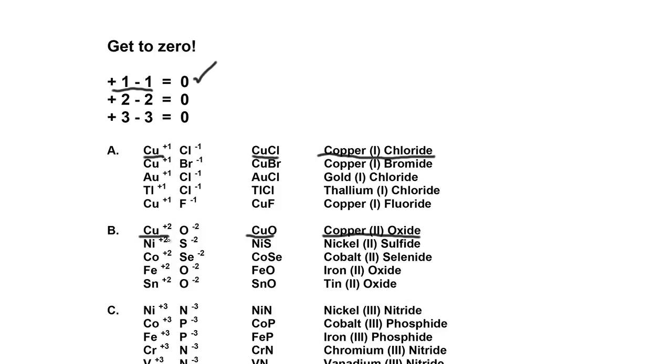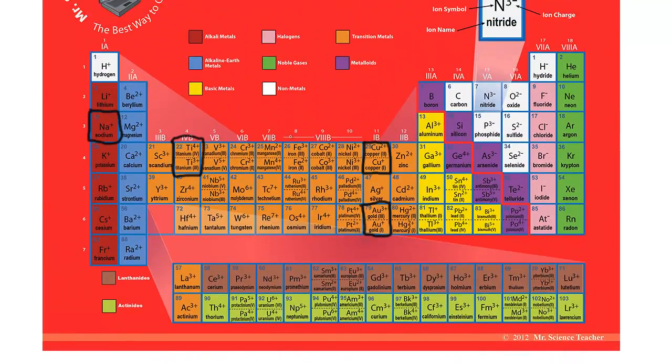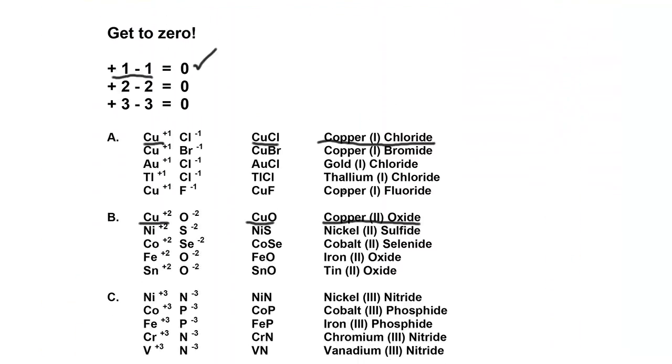If I chose nickel with a +2, then it would be nickel 2. S is sulfide, nickel 2 sulfide. Cobalt +2, cobalt 2 selenide. Fe is +2. That would be iron 2 oxide. Go back up here. Let's check that out. Here's iron. Iron can be a +2 or a +3 usually. So +2, it's iron 2 oxide. Fe with a +2 charge, you have to use that Roman numeral 2. Sn with a +2 is tin 2 oxide. All right, now let's round this out with +3 -3.